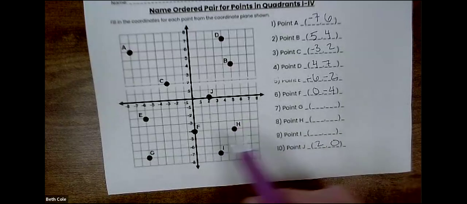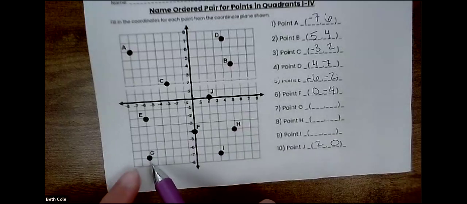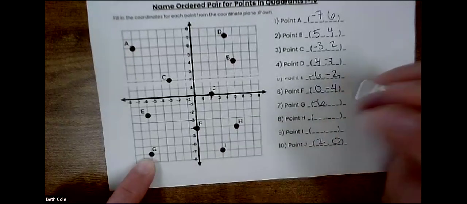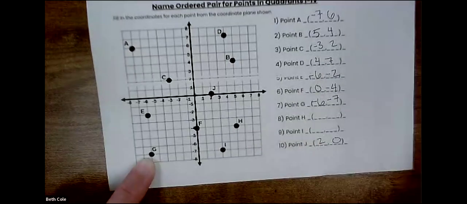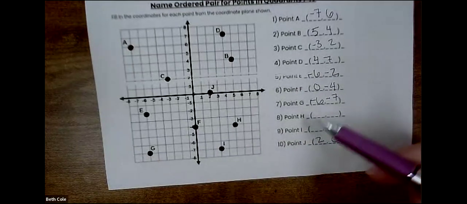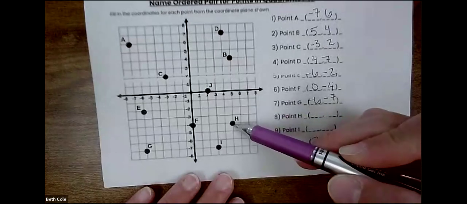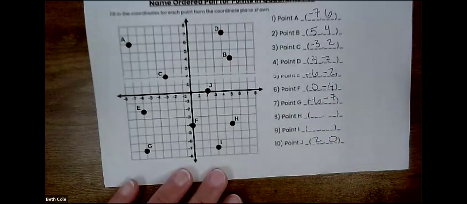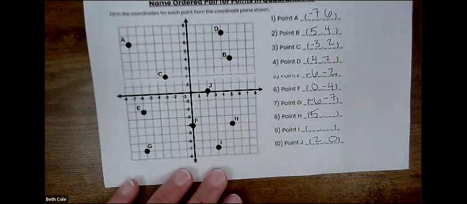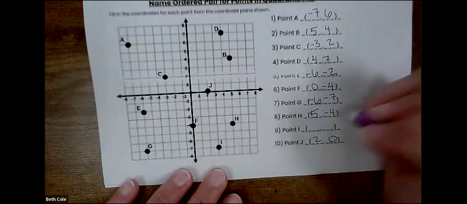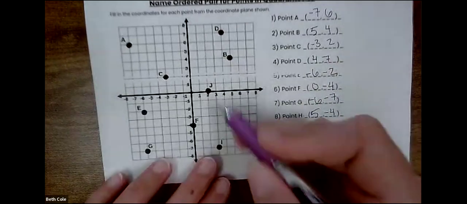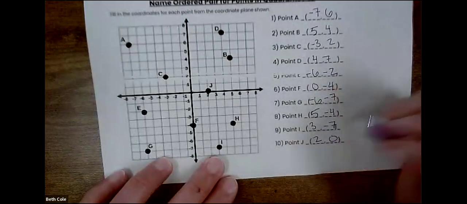All right, good. G is where? G is over here. So -6, comma, -7. All right. And then H is, what is H? 5, -4. Good. And then I is 3, -7.